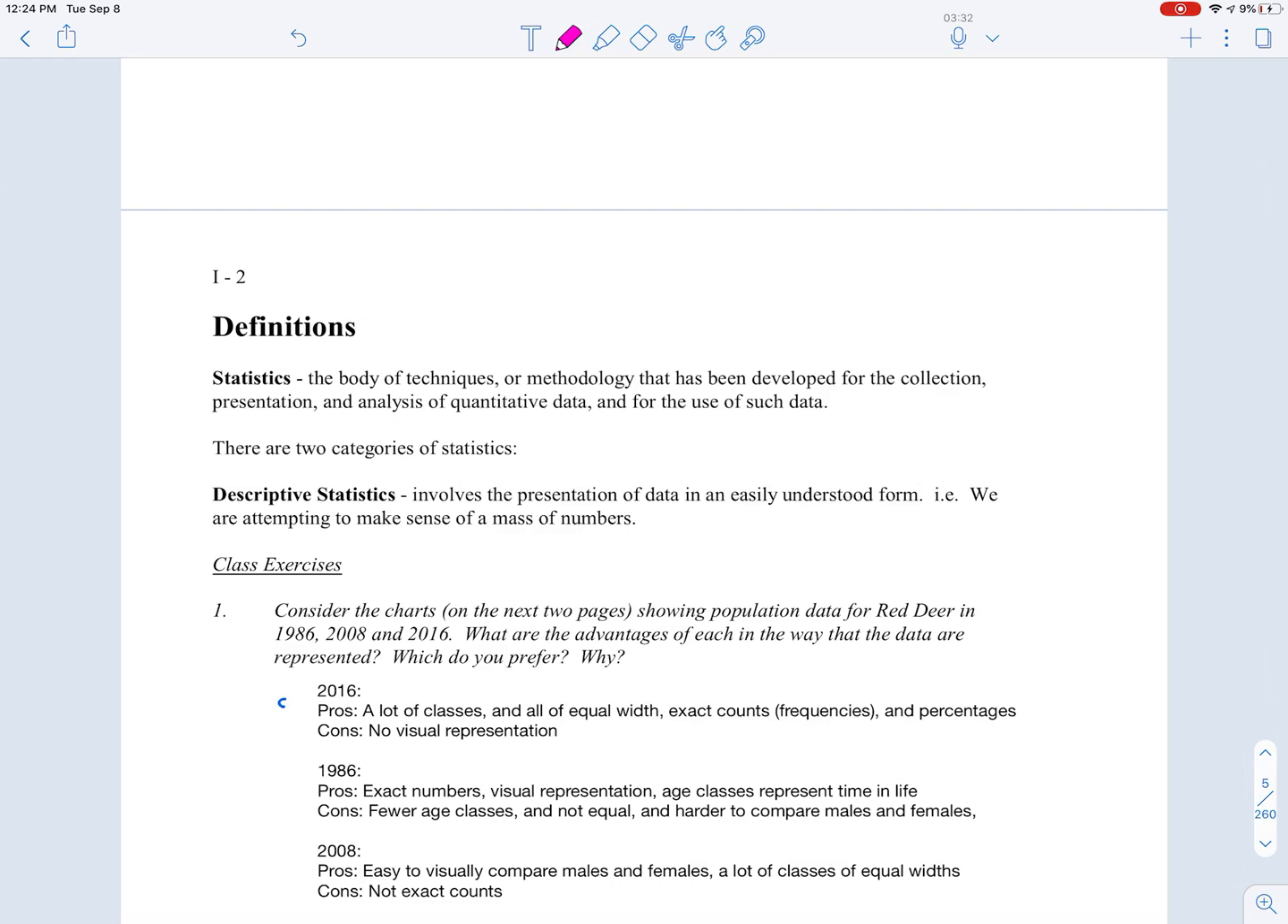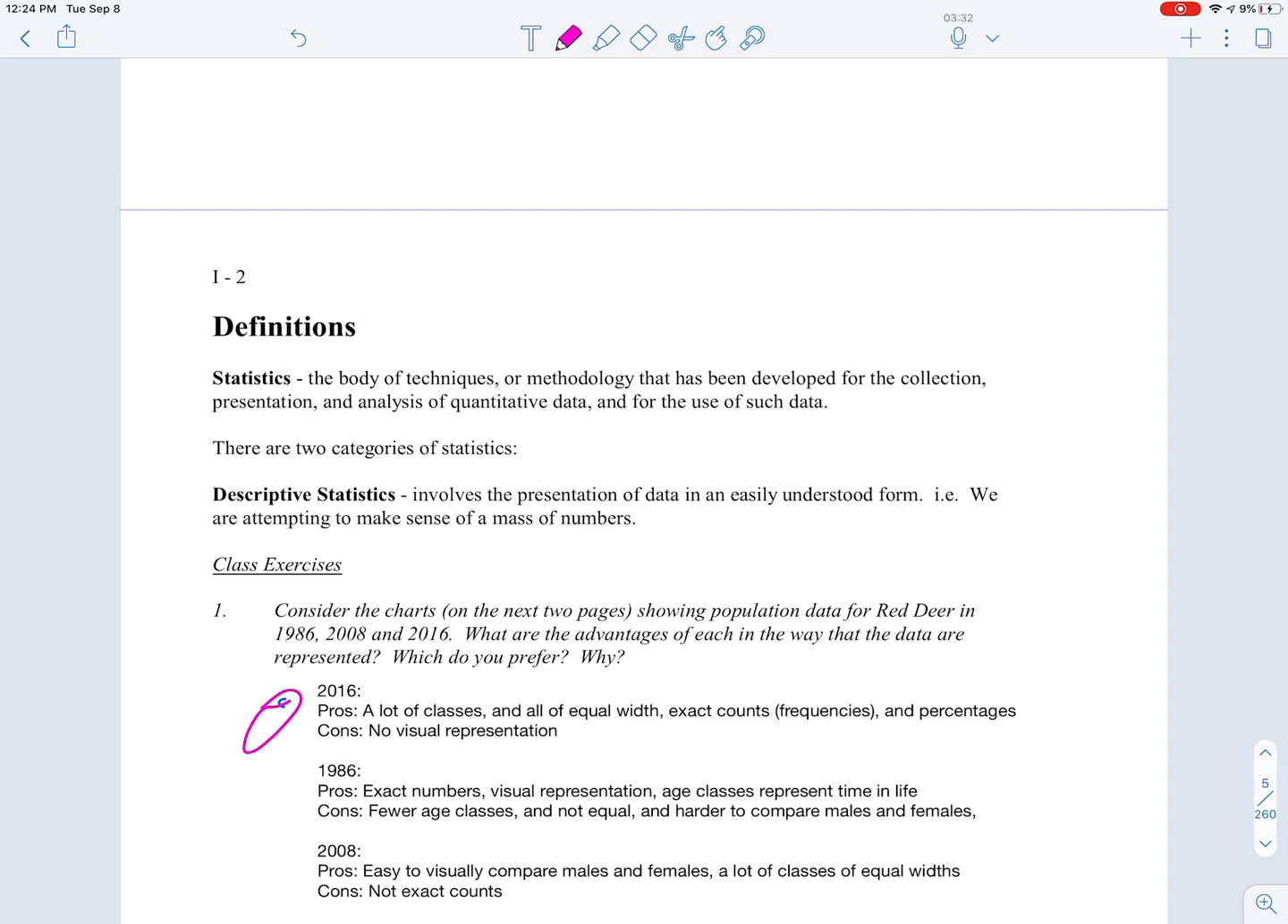So in 2016, the pros then, I'm looking at this part right here, is that we've got a lot of classes and they're all of equal width. Statisticians actually like that. It's better for calculations. We've got exact counts, or later we'll call them frequencies, and percentages, as well as some other things like the non-respondents and the people who refuse to say. The cons is that there's no visual representation, which is something that the others had.